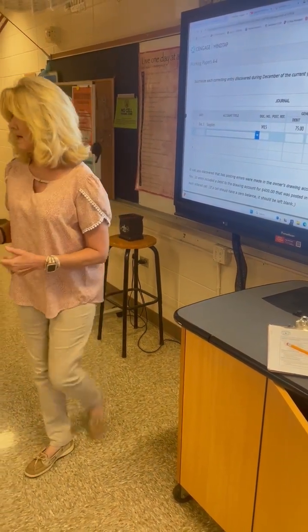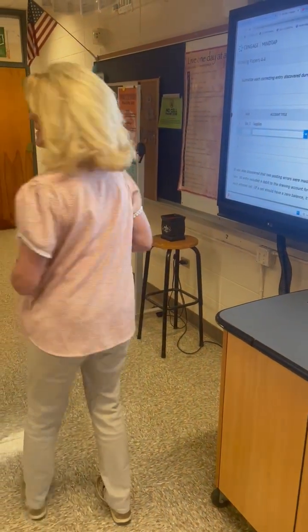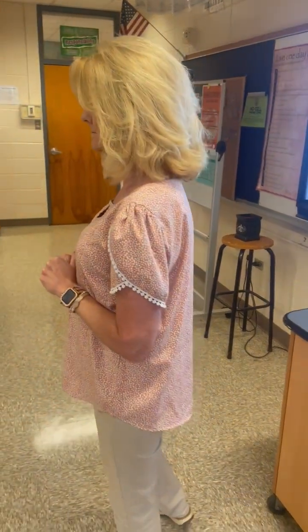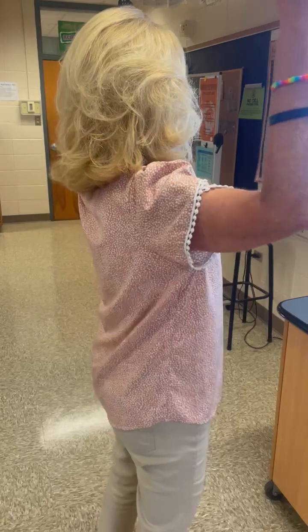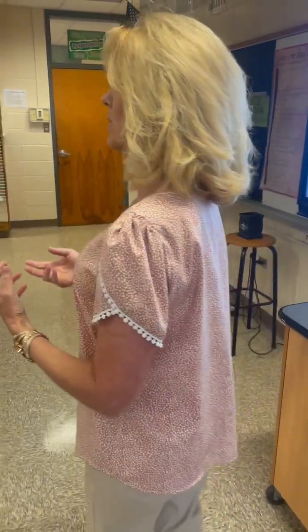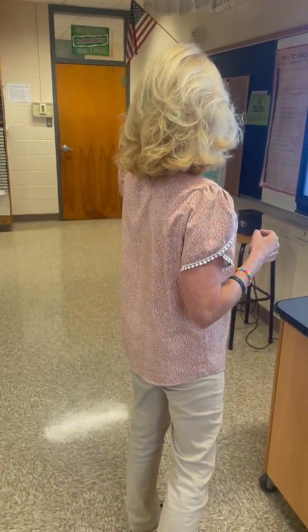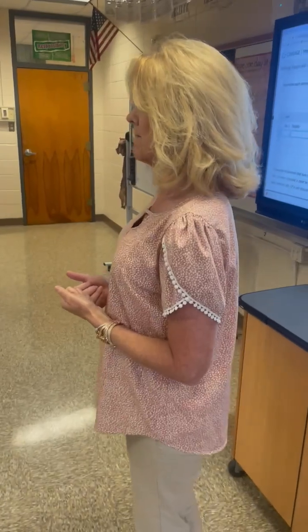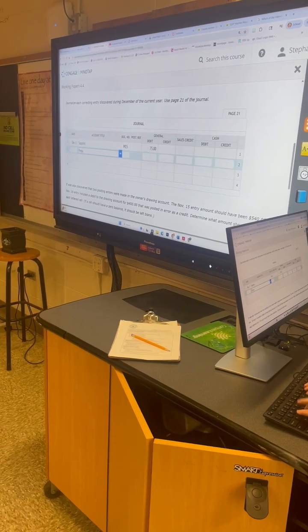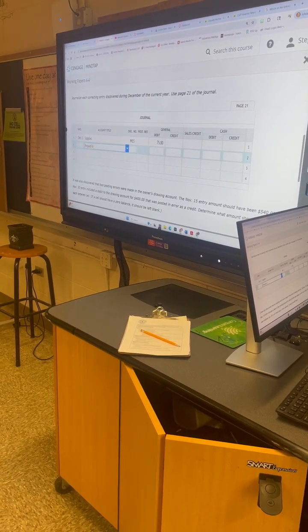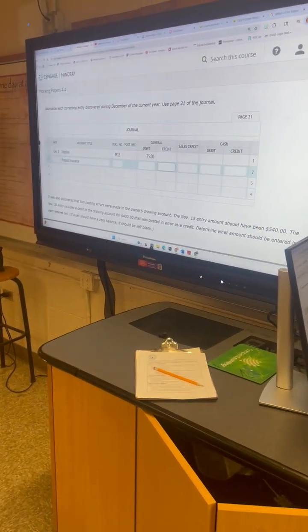Prepaid insurance. Because remember, is prepaid insurance an asset? Which side does it sit on? It's an asset. So what's the normal balance of an asset? A debit. So that's a plus. So we need to take it out of that. So we're going to type prepaid insurance, and that's going to be our credit.